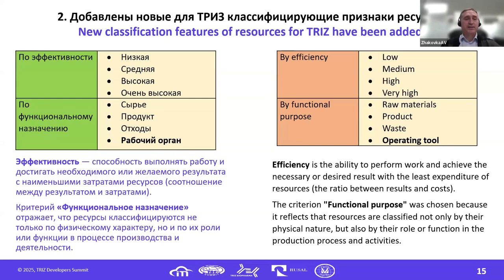And plus, another classification by functional purpose. So we mean the role of resources and function in the production processes and activities. And here we have subdivision of raw materials, product, and then waste and operating tools. Some of these terms are not frequently mentioned. That's why I added an appendix in my presentation with their interpretation and the explanation of these terms.